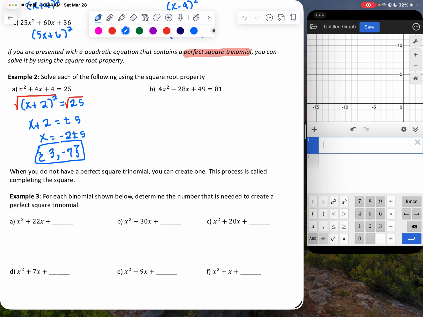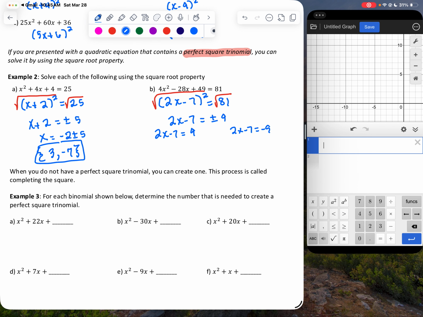Right. Problem B, 4x squared minus 28x plus 49. This is a perfect square trinomial, so I can factor it to 2x minus 7 quantity squared is equal to 81. Now take the square root of both sides. So 2x minus 7 equals plus or minus 9. Now we'll add 7, or actually what I'm going to do is rewrite this as two equations. 2x minus 7 equals positive 9. 2x minus 7 equals negative 9.